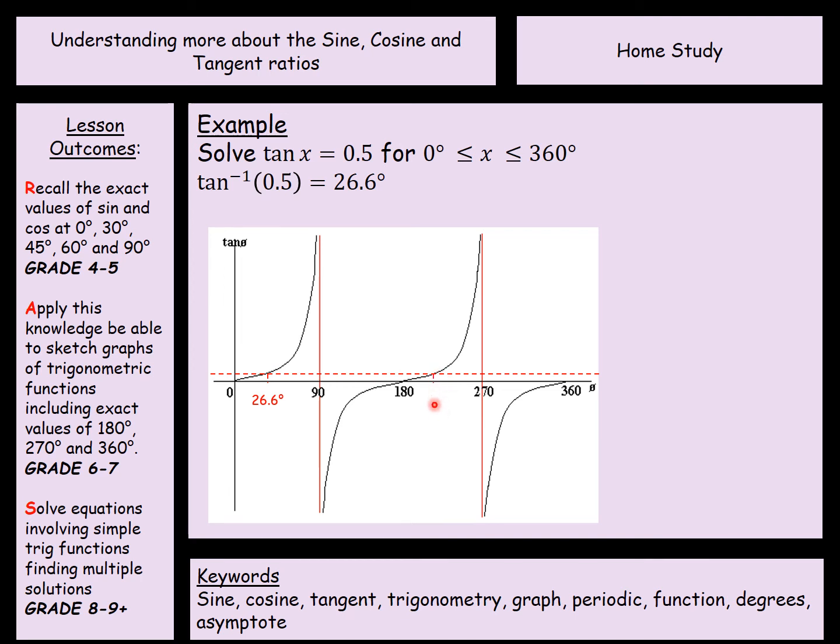Now, from the last slide, when we were talking about tan, we said it repeated every 180 degrees. So our next value is 26.6, add on 180. And then the next time it's going to appear is going to be after 360. And we're only interested in it between 0 and 360. So we've only got two solutions, this one and this one.